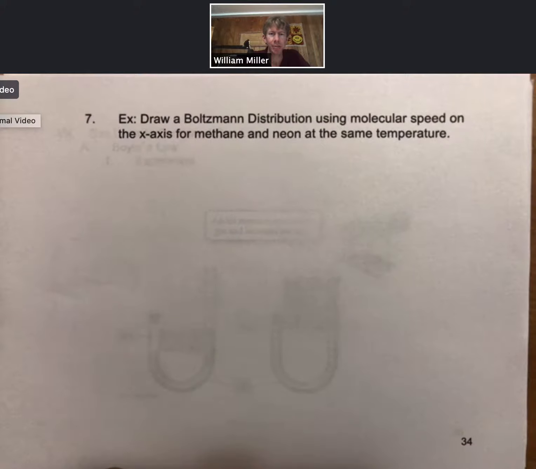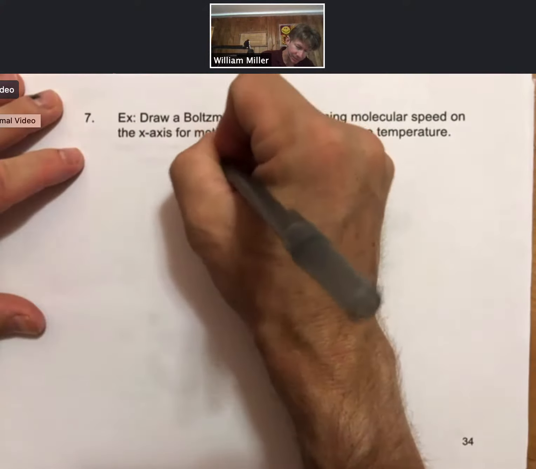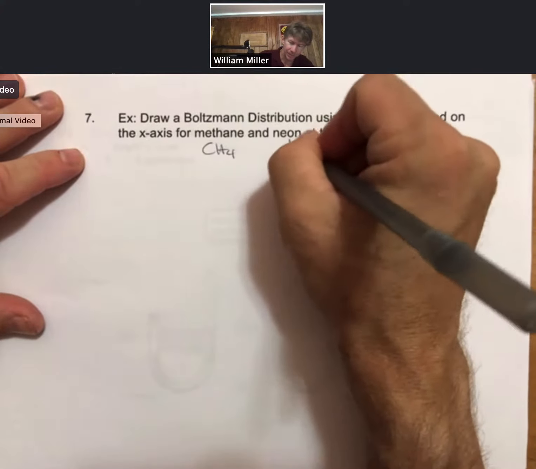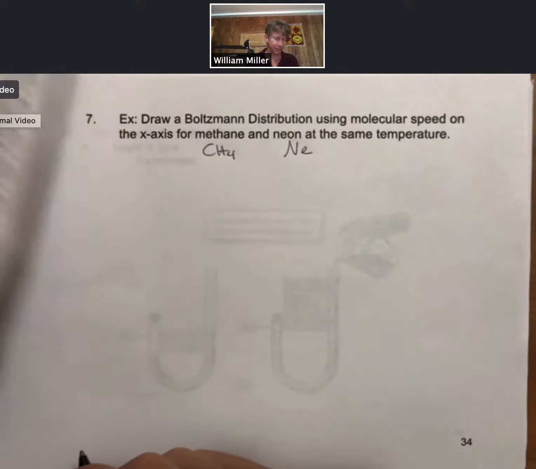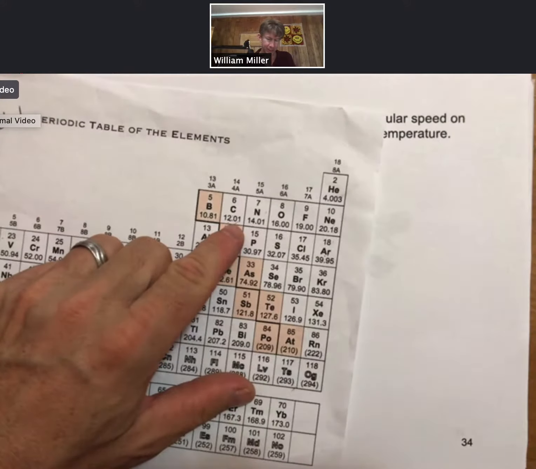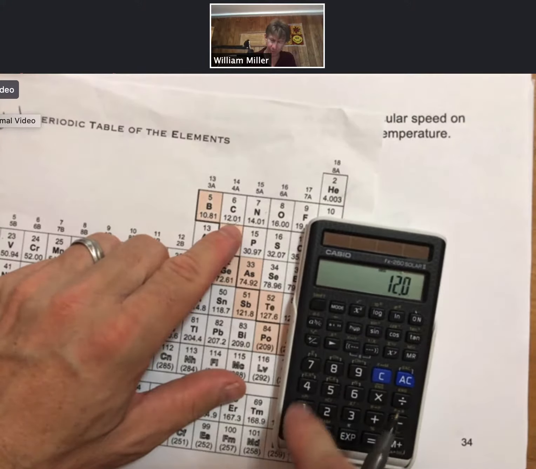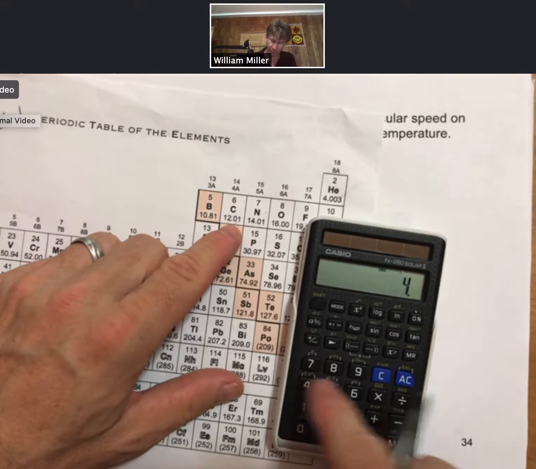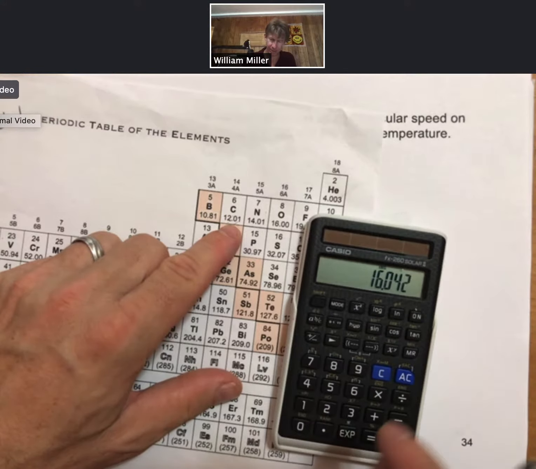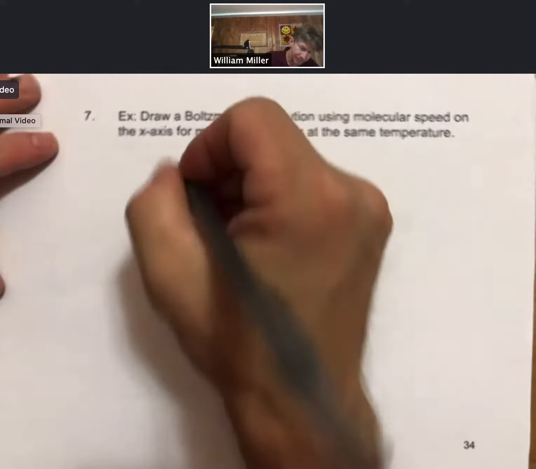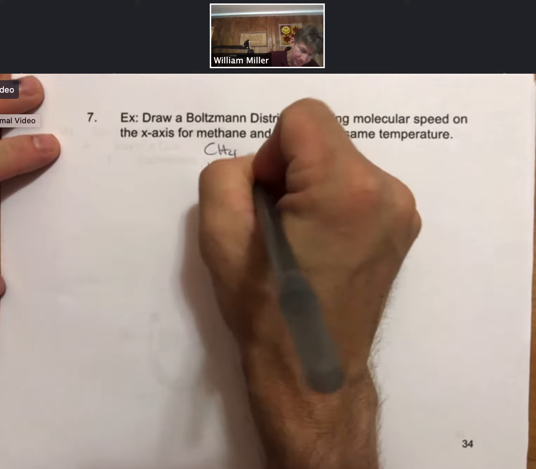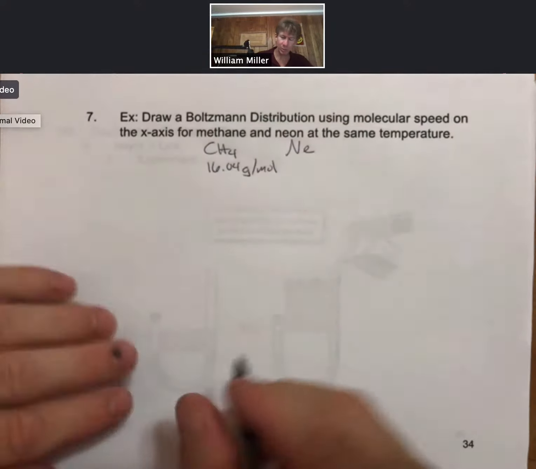We're going to be drawing a Boltzmann distribution using molecular speed on the x-axis for methane and neon at the same temperature. Methane is CH4, neon just Ne. CH4, if we look at our periodic table, is going to be 12.01 for 1 carbon plus 4 times 1.008, 16.04 grams per mole, while neon will be 20.18.